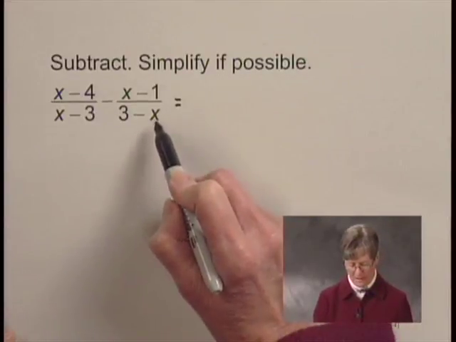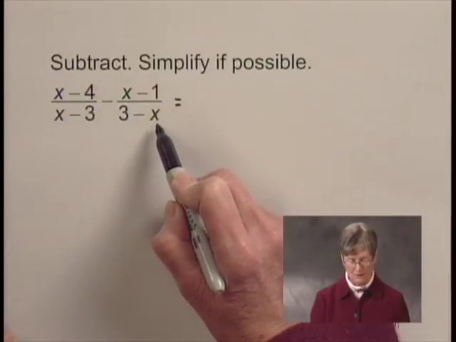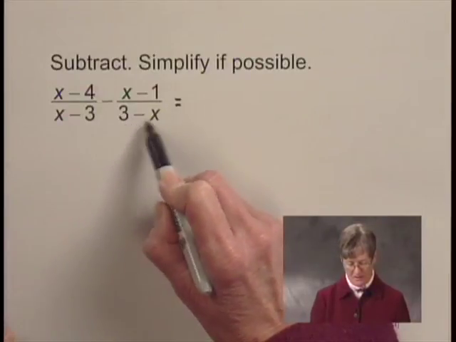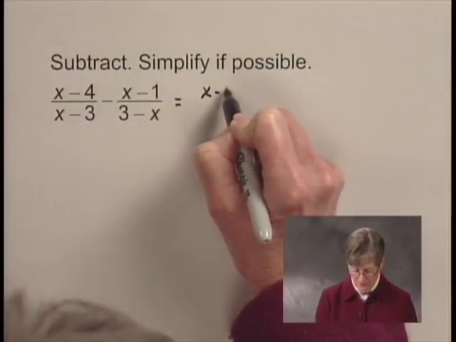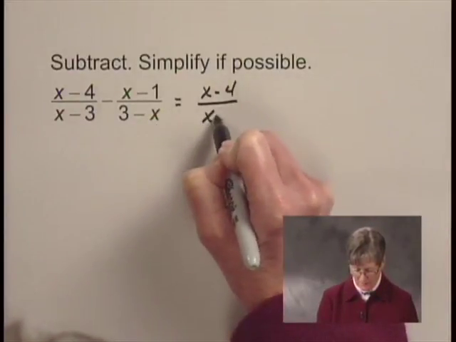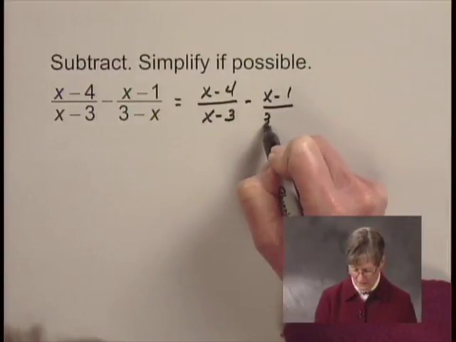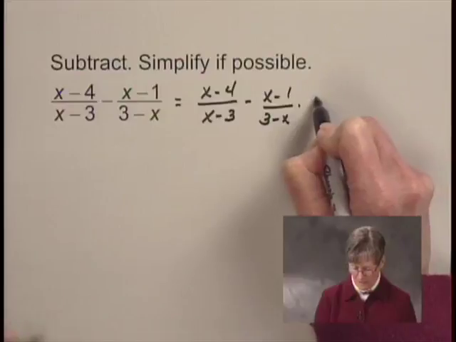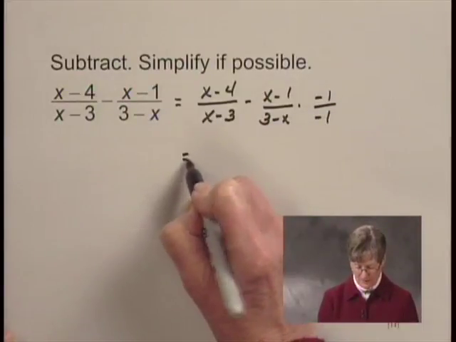I'm going to multiply the second rational expression by 1 in the form of negative 1 over negative 1 to make this denominator its opposite, which is x - 3. So I'm just going to rewrite the first expression. And then I'm going to multiply (x - 1)/(3 - x) by negative 1 over negative 1.